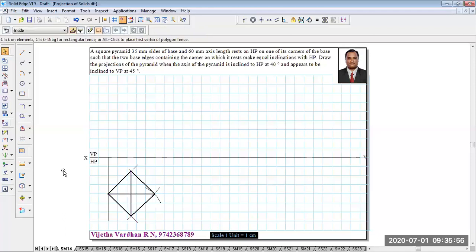Now let me complete the annotation part and show it to you guys, to save time in the video.